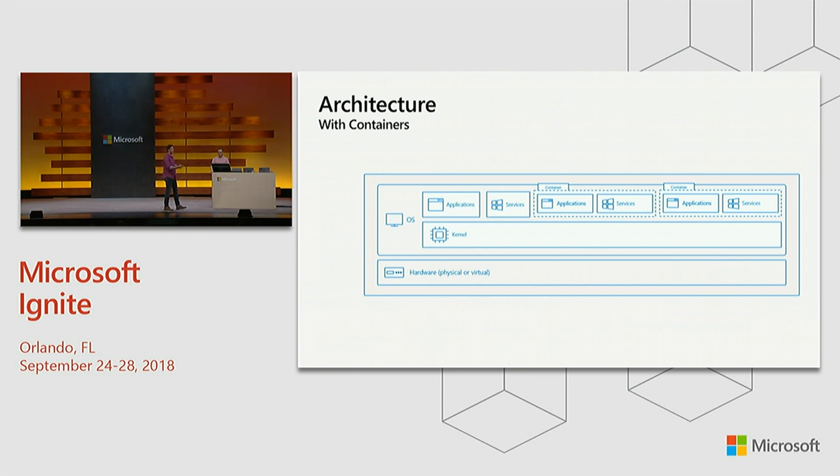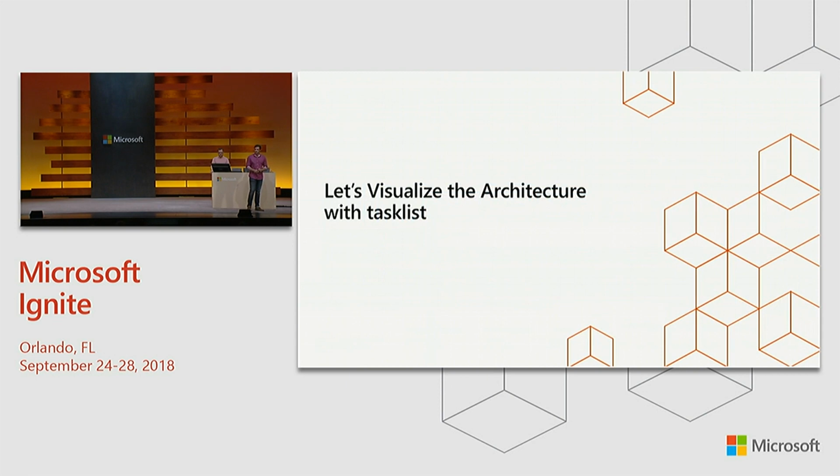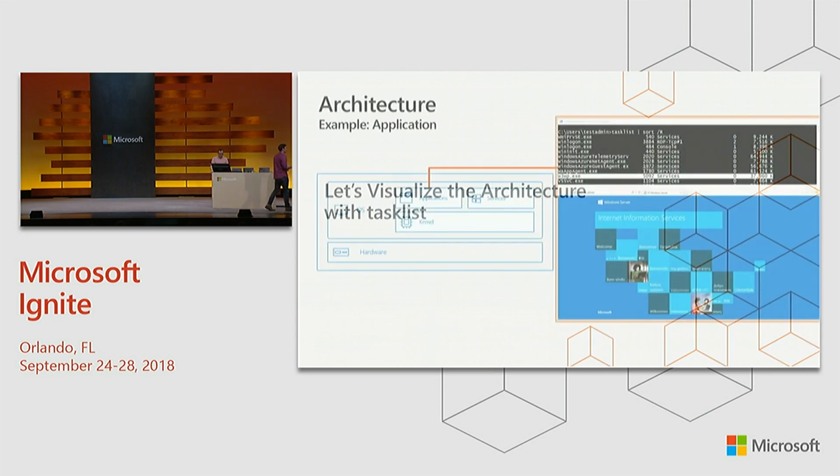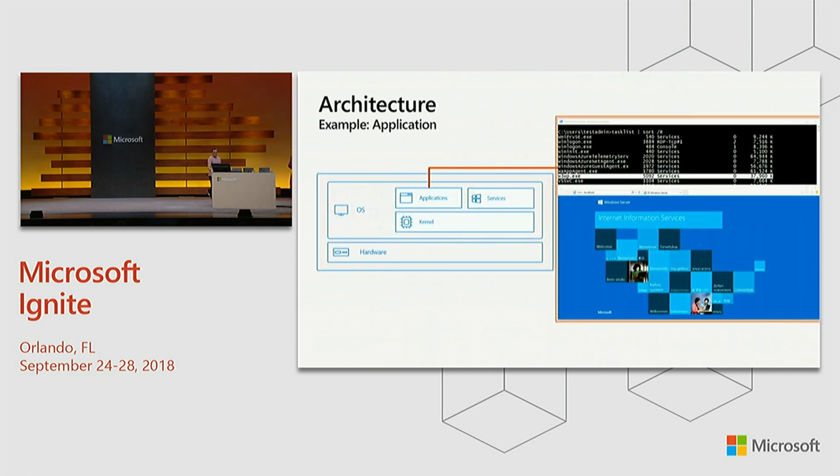So for example, the file system, it gets a limited view. Resourcing, it gets a limited view. Processes, it can only see what it's running. And that's our virtualization boundary, is just above the kernel. So now I think let's visualize this with a task list.